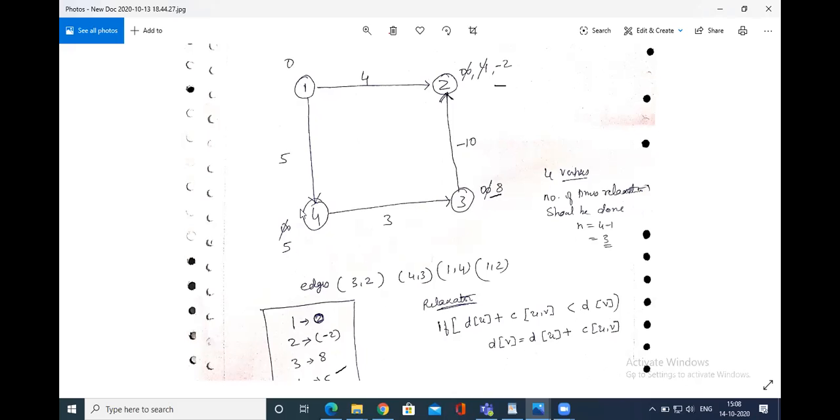So for 1 to 4, d of u is 0 plus cost of uv is 5. Is 0 plus 5 less than d of v? What is d of v? Infinity here. Is 5 less than infinity? Yes. So once it is less, what will we do? We'll update d of v. Infinity is replaced with 5, d of u plus c of uv, 5. It will be updated for the first relaxation. Similarly, you continue till n minus 1 relaxations to get the final shortest path.